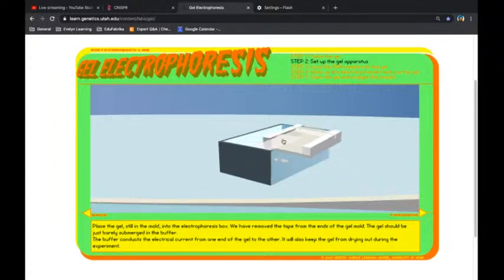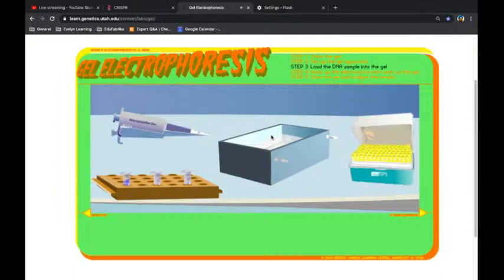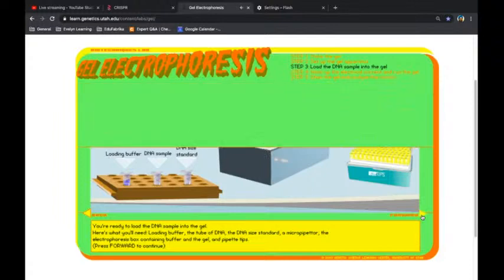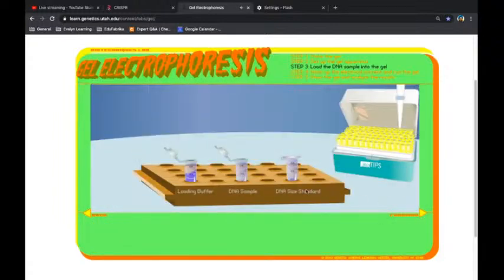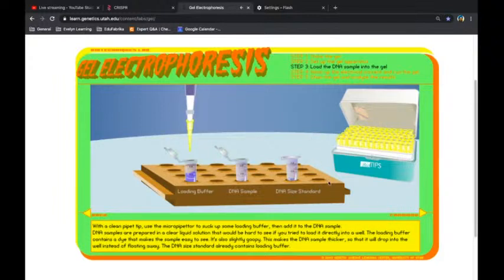And add your sample. So this is your loading buffer, DNA sample, DNA size standards, micropipette and microtips. So with all these, we can start our experiments. So loading buffer is added to our DNA sample and DNA size standards so that it becomes heavy and we can also see where it is moving. So let's start. And DNA size standards will let you know the size of your DNA.